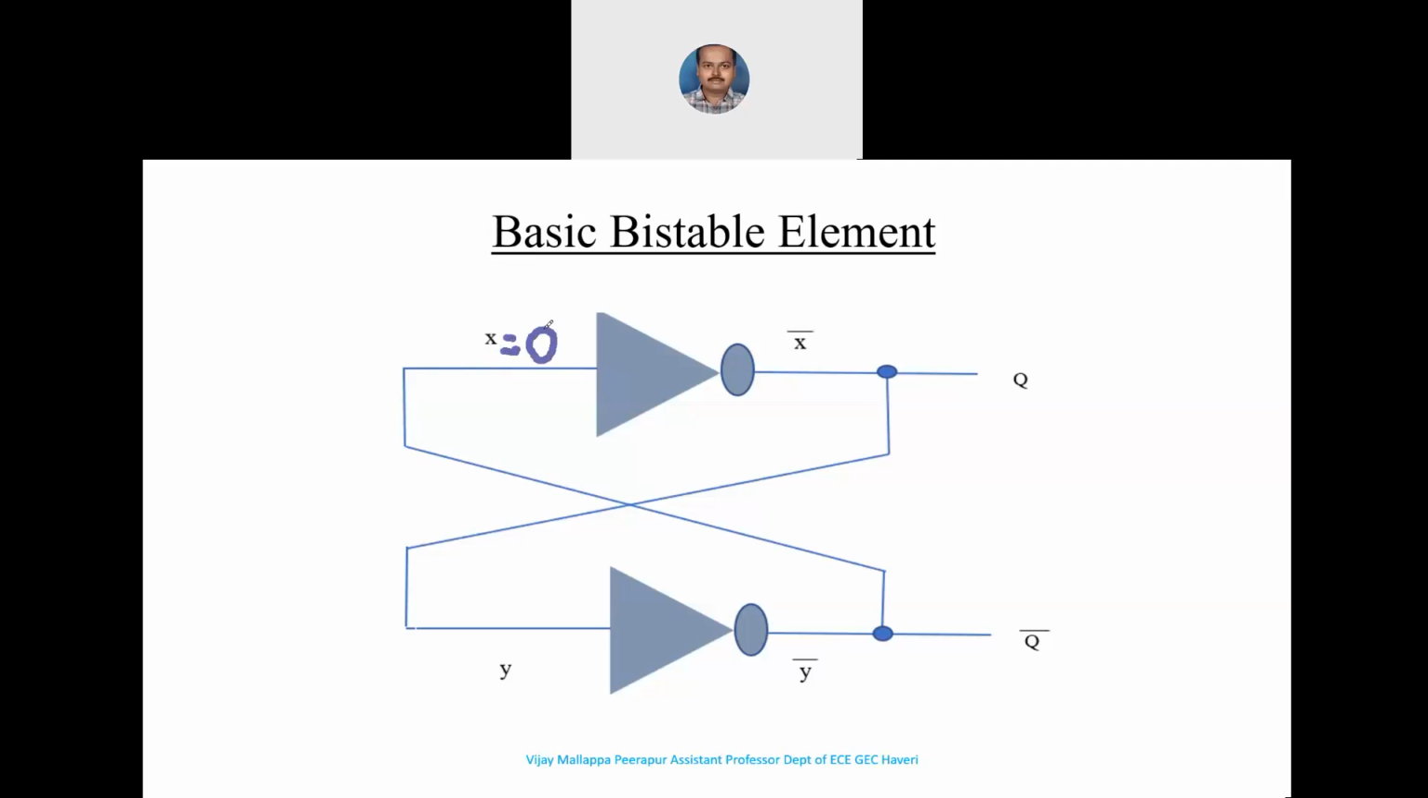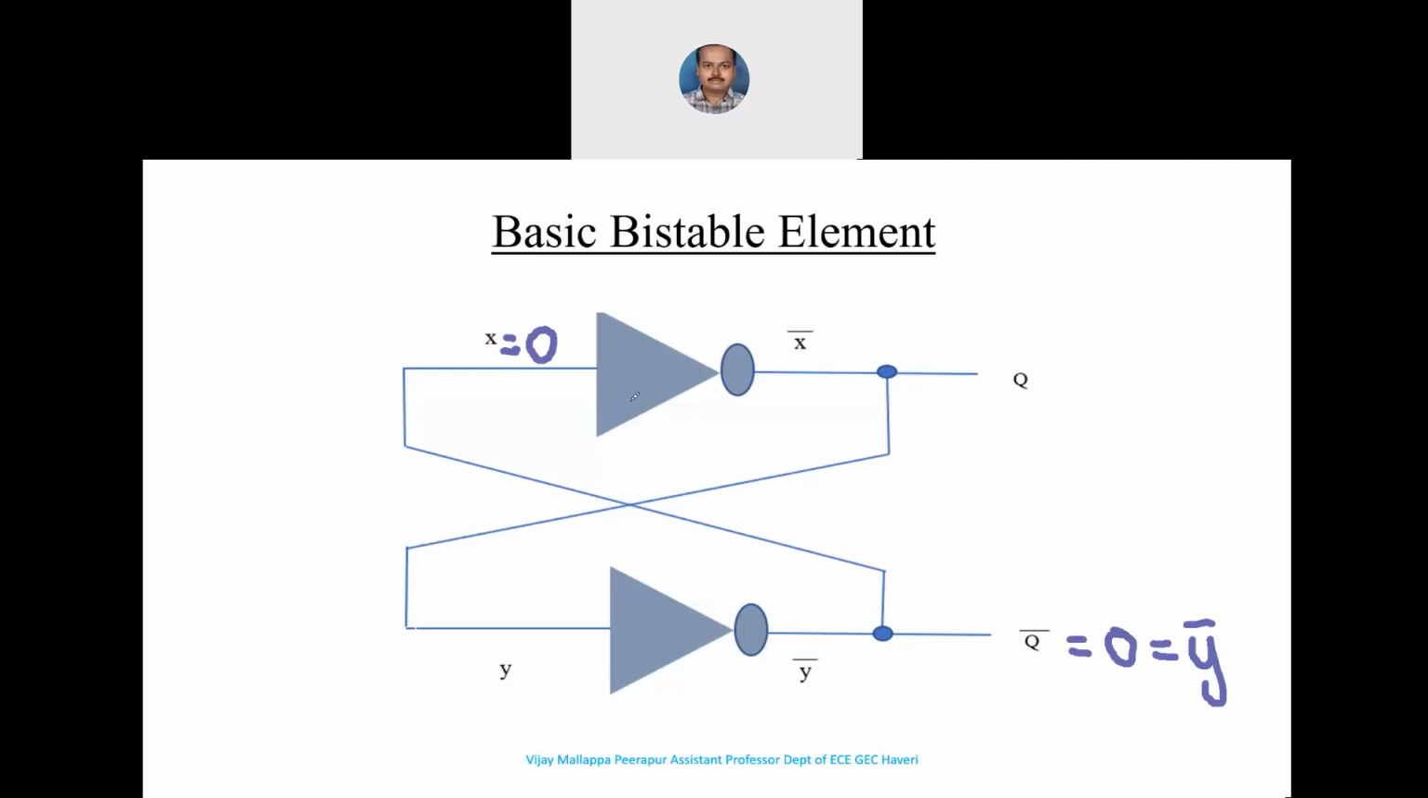When X is 0, what do you understand by this? You know that the Q bar is also 0, which is nothing but Y bar. Because here the input is Y, the output of the second NOT gate is Y bar. Similarly, the input to the first NOT gate is X, the output of that we call X bar, which is nothing but equal to Q here.